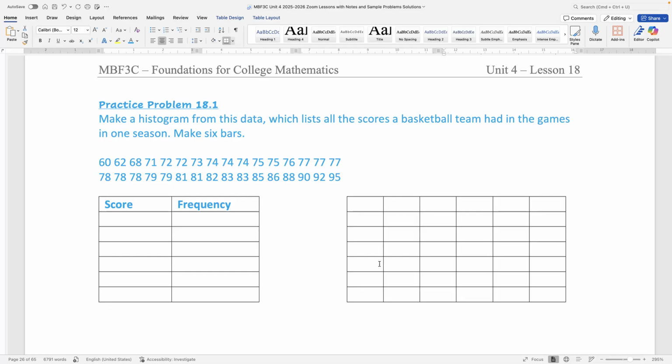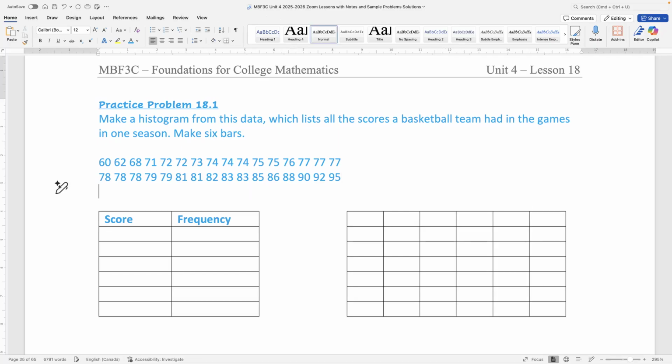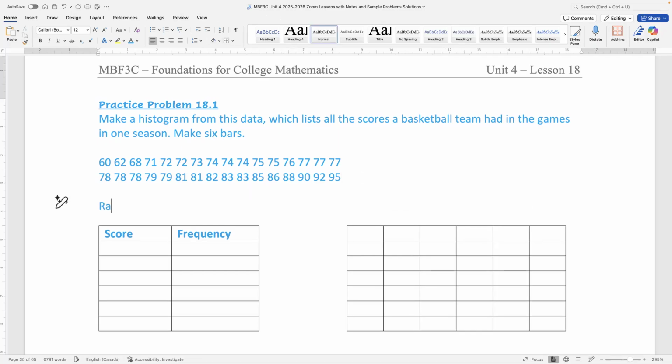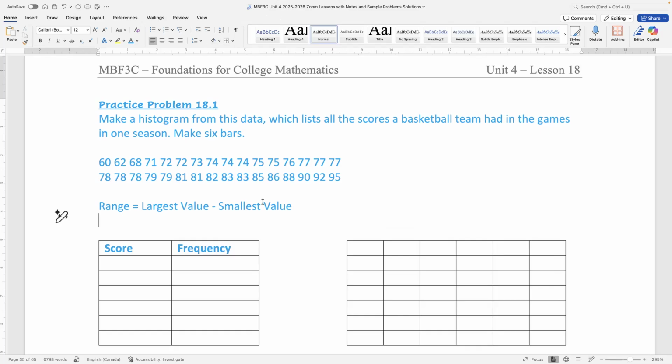Now, sometimes what you want to do first of all, is we're going to do the range. And I'll show you why we're going to do the range. Range equals largest value, subtract the smallest value. So the range is going to equal the largest value.